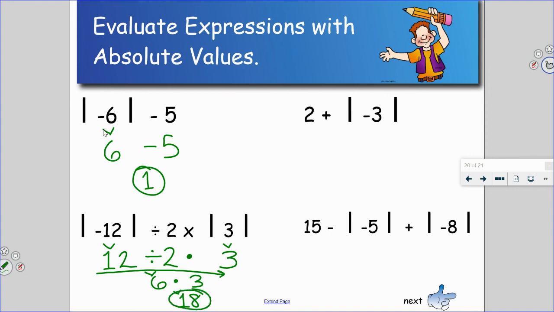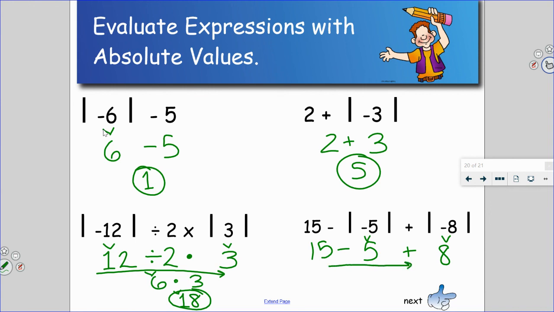If you wish, pause the video, do these other two, and that's the end of notes. Come on back when you're ready. Absolute value of -3 is 3, and 2 plus 3, of course, is 5. Absolute value of -5 is 5. Absolute value of -8 is 8. Now we may continue on. Remember that subtract and add are equally strong. You don't ever do one over the other. You go left to right. So 15 minus 5 is 10, and 10 plus 8 is 18.